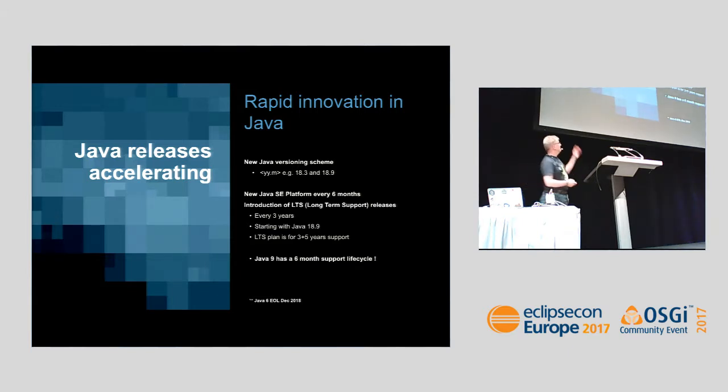And then they expect to repeat that. So it's every 6 months. So then it'll be 19.3, 19.9, and so on. That's the release cycle that is in plan for Java.